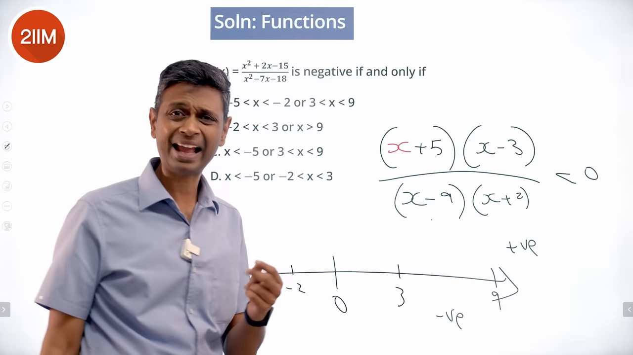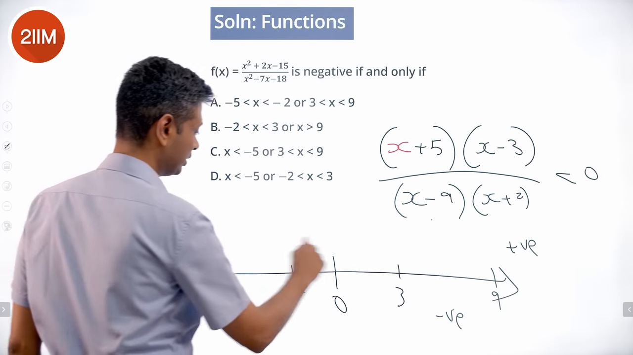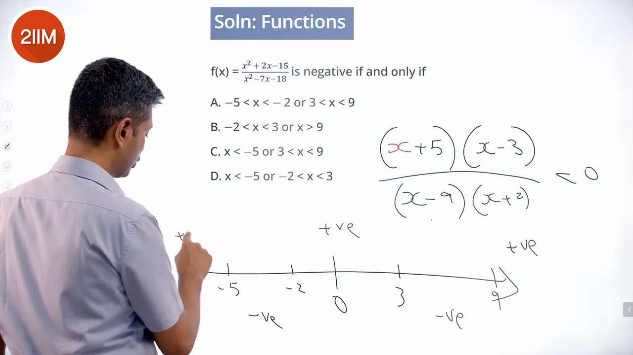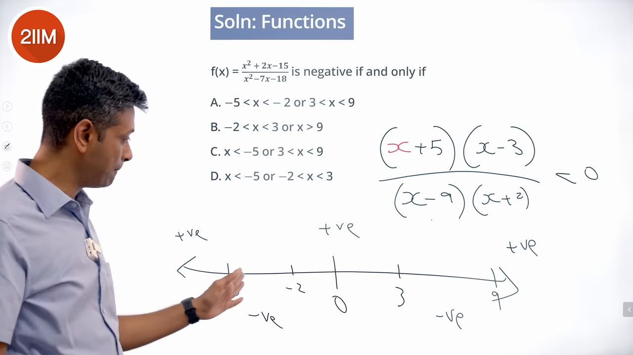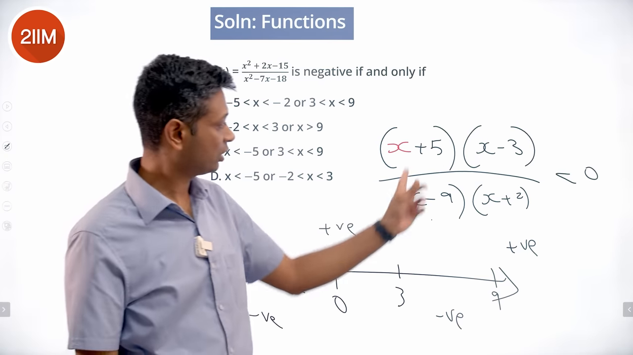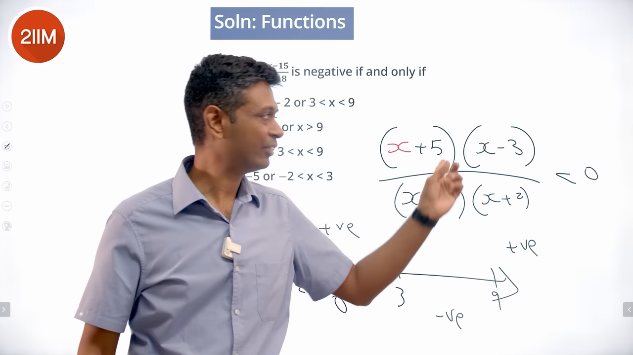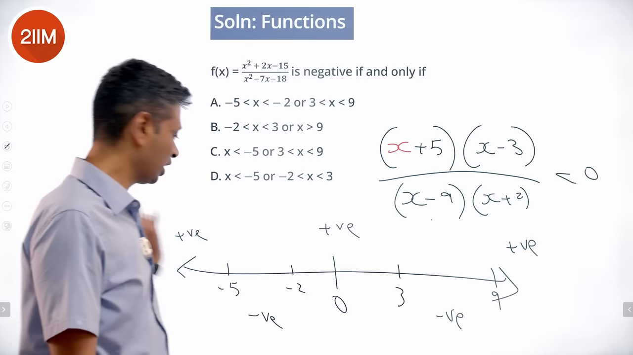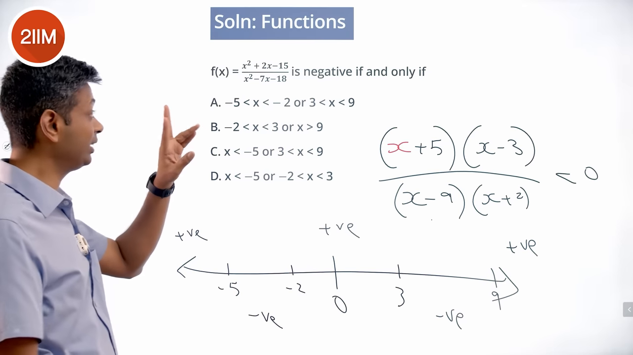The moment I hang on to this, everything else also falls in place. In this range, it will be positive. This range, it will be negative. This range, it will be positive. Imagine this. Below minus 5, each of these terms is negative. Negative and negative, positive. Negative, negative, positive. Positive by positive, positive. So here it won't work. Here the inequality does not hold good.